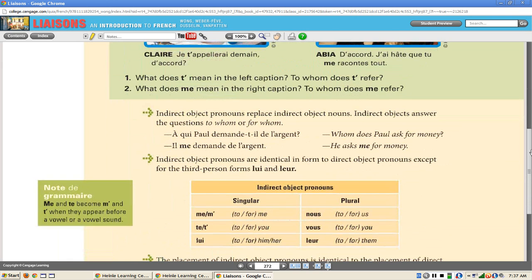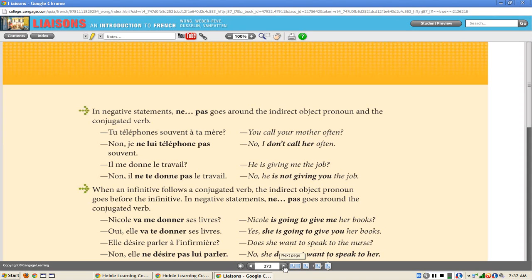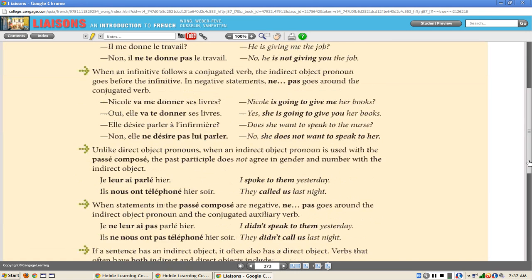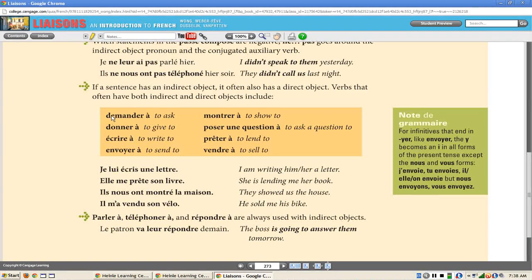So the difference between a direct and indirect is first and foremost based on the verb itself. And this book gives you a good list of verbs that always have an indirect object. Demander à. Téléphoner à isn't in there, but that's an important one to always have in your mind. On peut appeler quelqu'un, on peut téléphoner à quelqu'un. If you call someone, appeler quelqu'un, that's direct. If you use the verb téléphoner, which is like a synonym, téléphoner à quelqu'un, that's indirect. Demander à, to ask. In French, the à is built in. Demander à. Donner à, to give to someone.